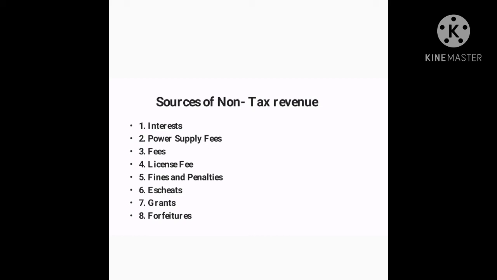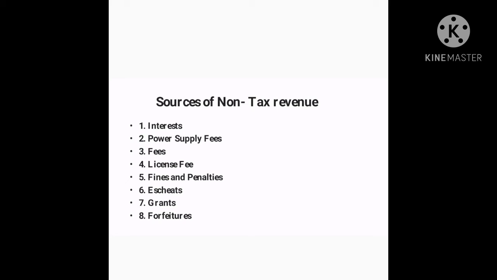Escheats. Escheat is a transfer of estate assets or property to the government if an individual passes away without leaving a legally binding will or legal heir. The government makes revenue out of it.